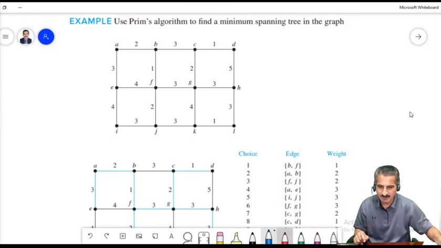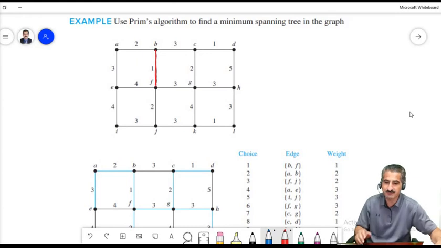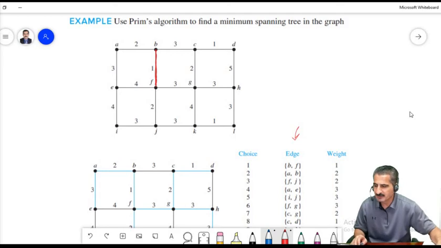Okay, now, it says choose an arbitrary edge. I want to follow the choices of the book. So at the beginning it chose from B to F. Because of this choice, we will be forced to go the same as what the book has in here. Okay, let's see. So we chose this edge.